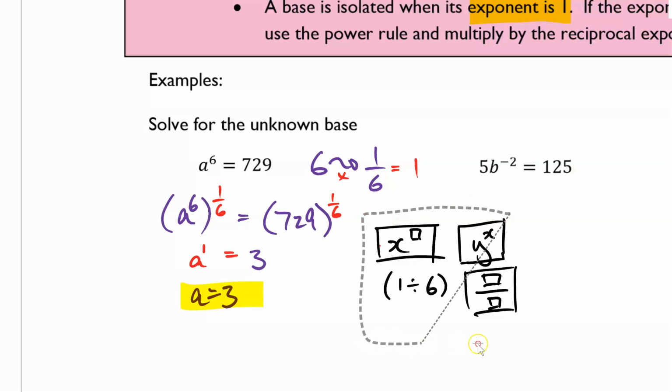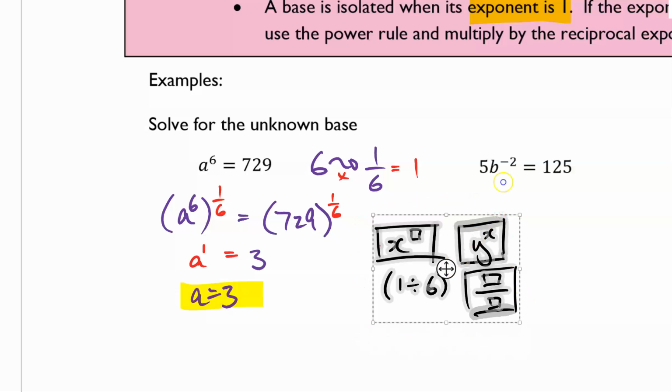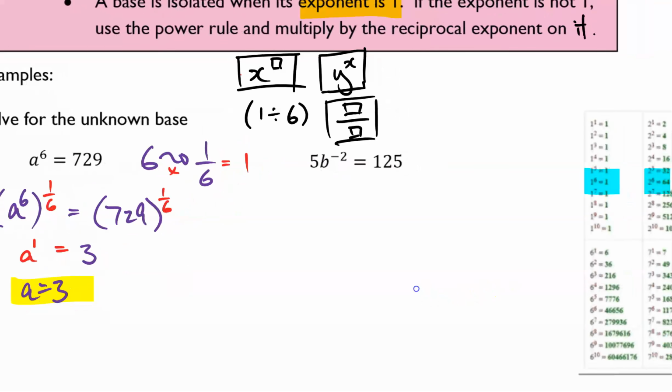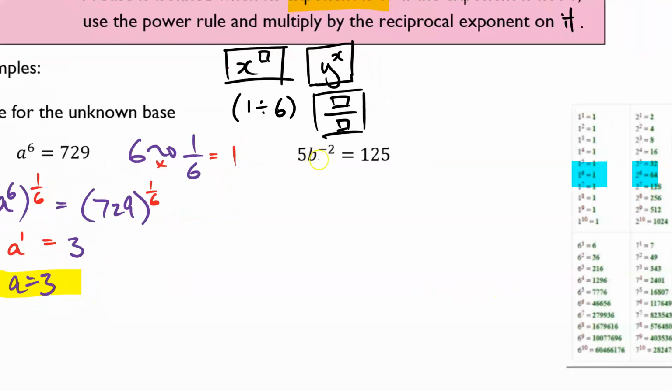So let me just take this and move it up. Okay, so let's talk about this one over here. This is 5 times b to the exponent negative 2 is equal to 125. So let's do this with the proper steps.